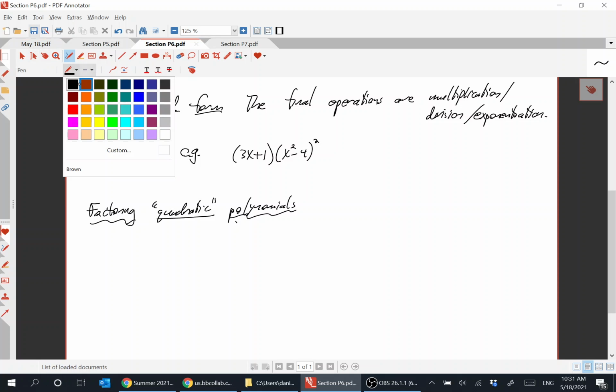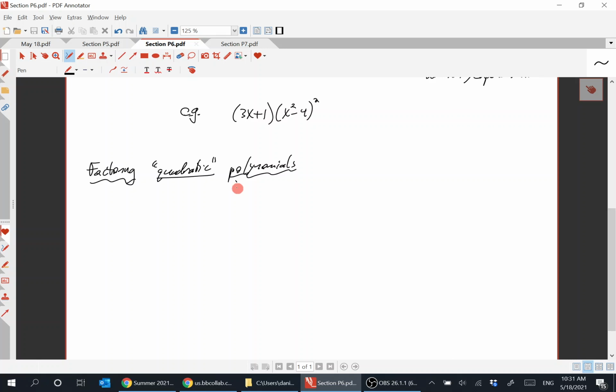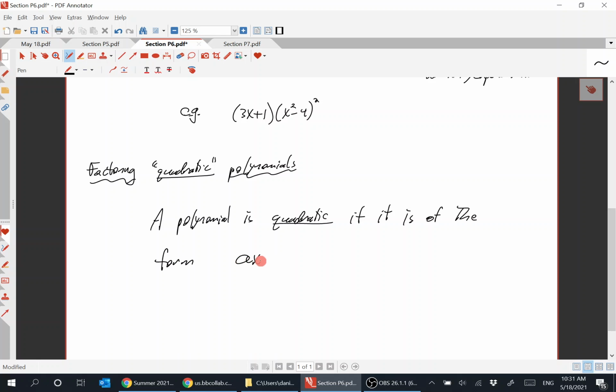So probably you've done this sort of thing already, but it stands to review it. So a polynomial is quadratic. So quad is 4, so it's kind of annoying that 4 goes with this. If it is of the form ax squared plus bx plus c.